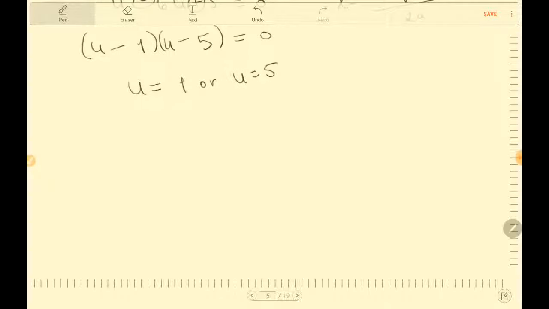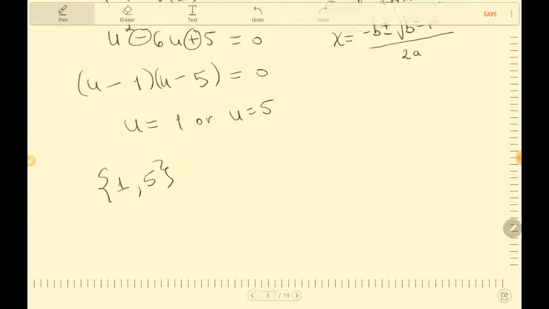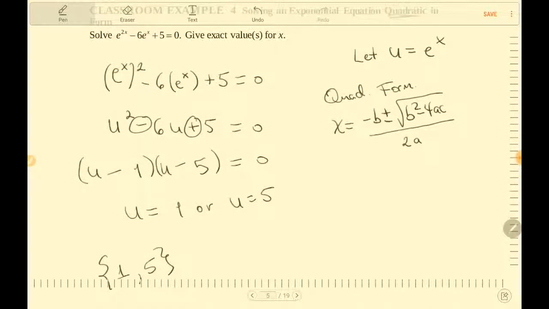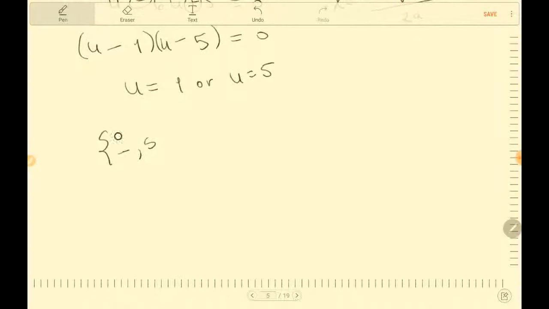Now that's just u, though. That would not be my answer. So the danger of using u substitution is this: that would not be the answer, because remember, u is a placeholder for this expression. So actually you have to do one more step. You have to back substitute. You have to do e to the x equals 1 or e to the x equals 5.